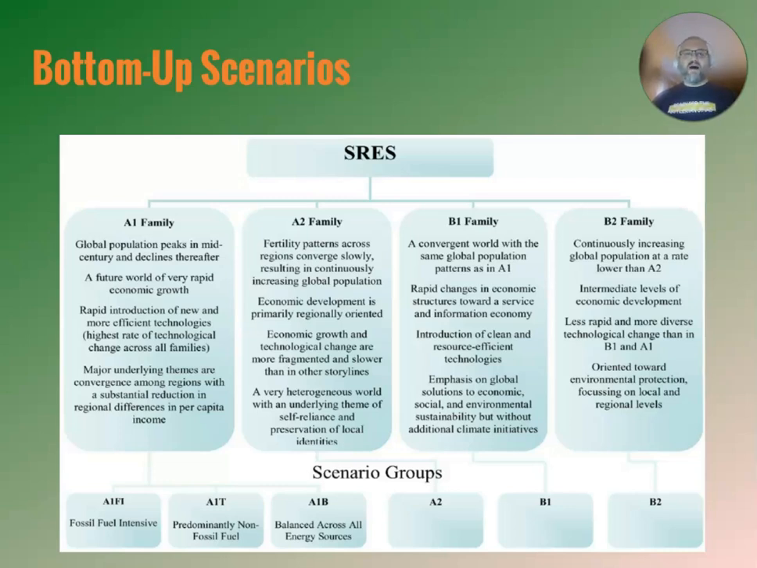So we have these bottom-up scenarios, and you can see from this diagram how they're constructing these stories about the future. So, for example, the A1 scenario here, they're saying, okay, let's imagine a future in which global population peaks in mid-century and declines. There's very rapid economic growth, rapid introduction of new and more efficient technologies, convergence among regions with a reduction in regional differences in per capita income.